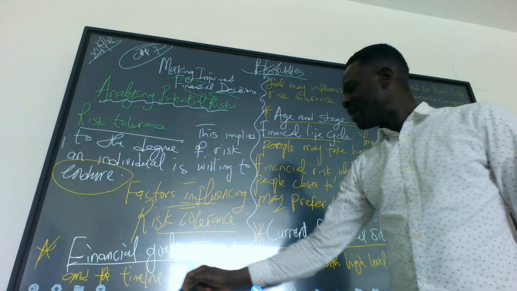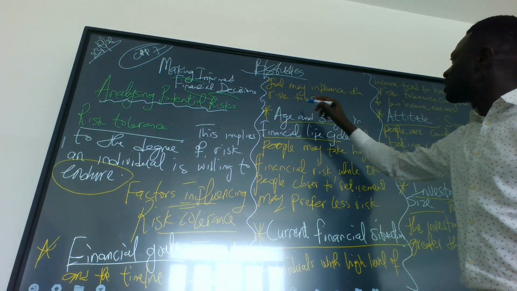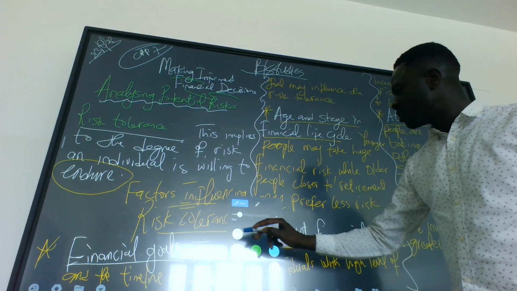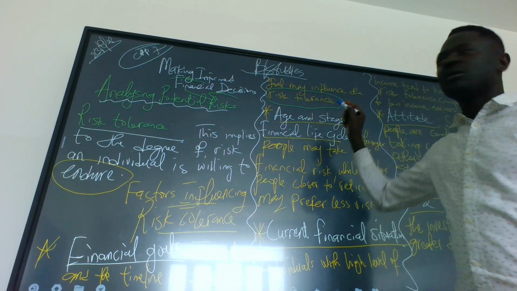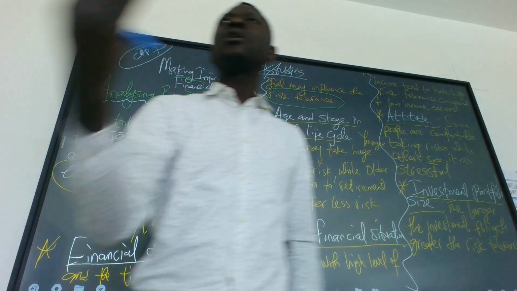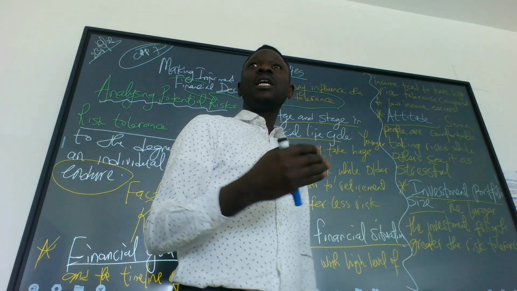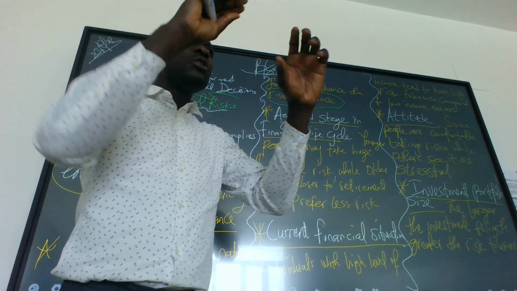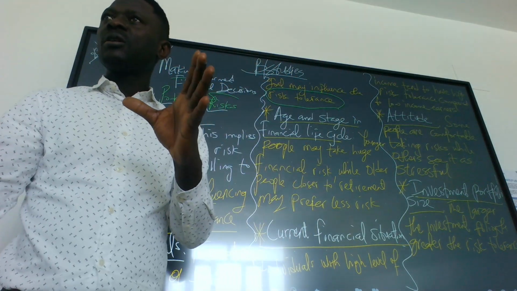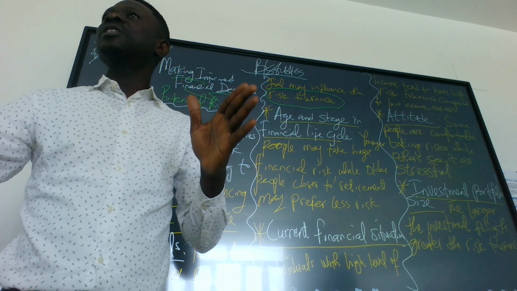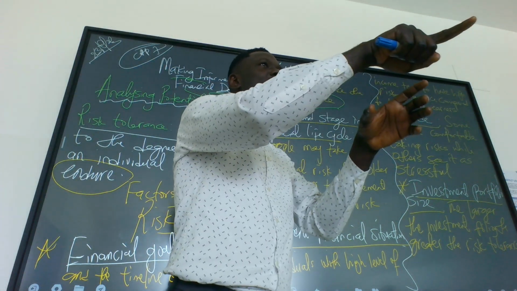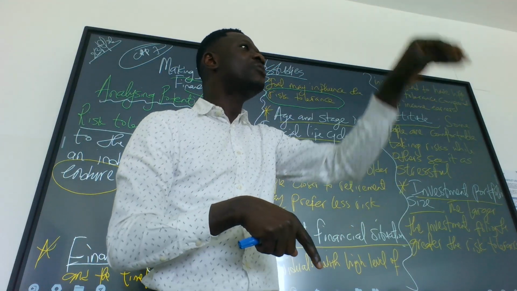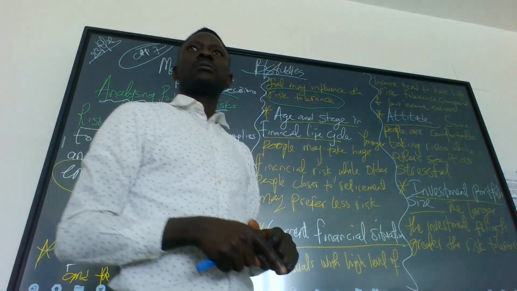The nature and the timeline of financial goal may influence the risk tolerance. So it's about what you want to achieve. Is it a short-term financial goal or a long-term financial goal? If it's a short-term financial goal, you need money very soon, so you cannot take a huge risk. You want to take a smaller risk. So your goal will determine the extent to which you can tolerate risk.